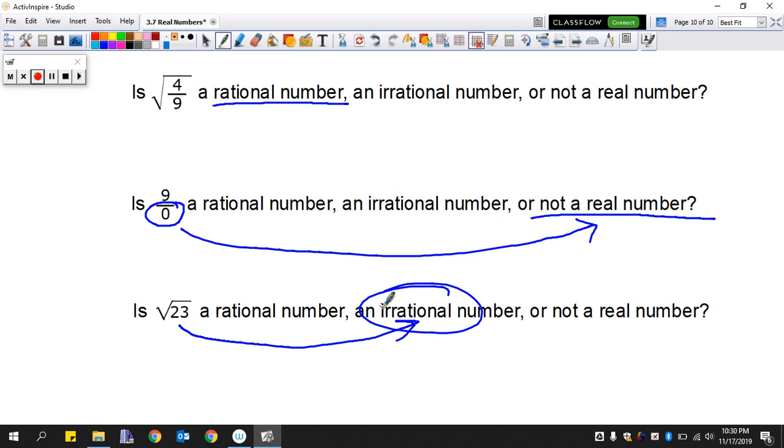Okay, so those are some examples of rational and irrational numbers and the different classifications of numbers. So make sure you have all that stuff written down in your notebook that you can refer back to. And if you have any questions, make sure you ask. And we'll talk to y'all later.